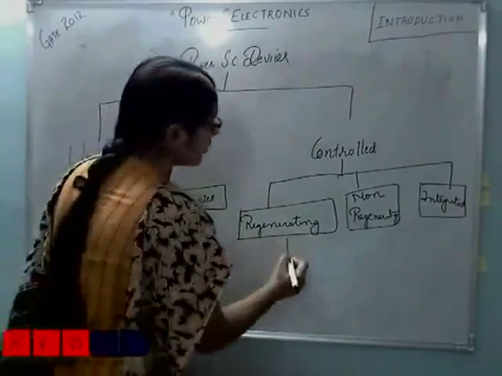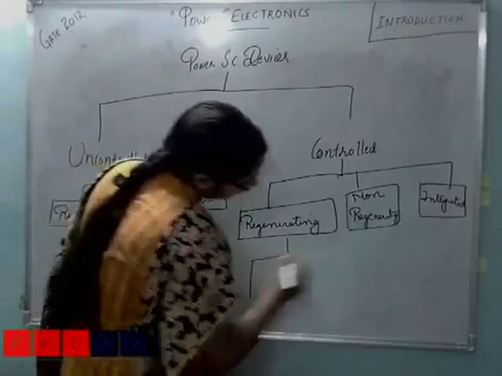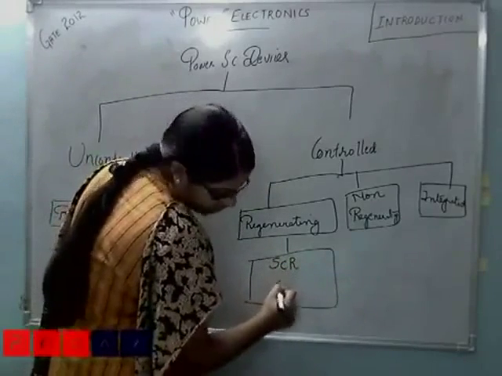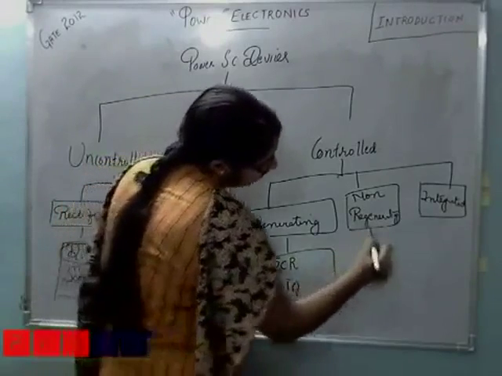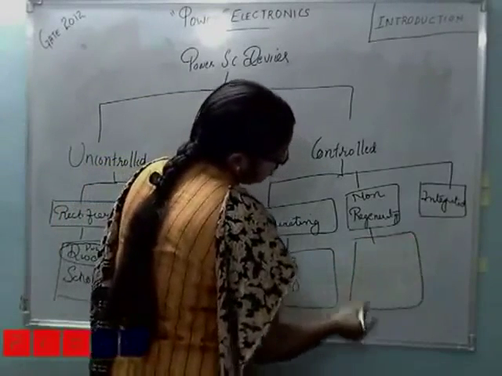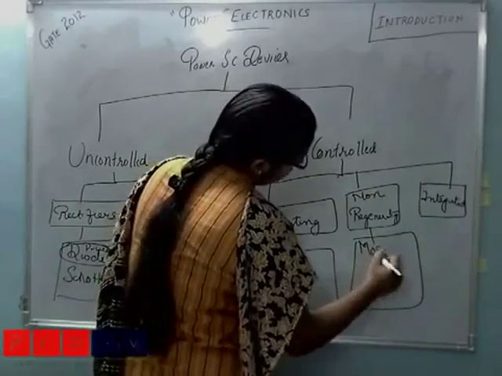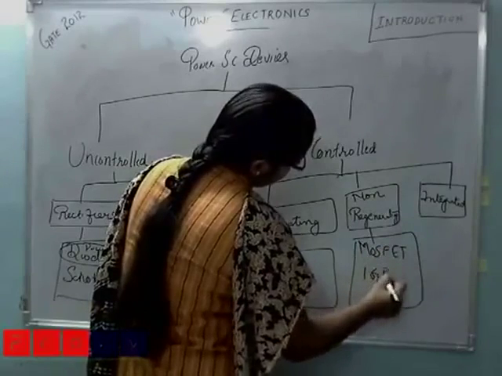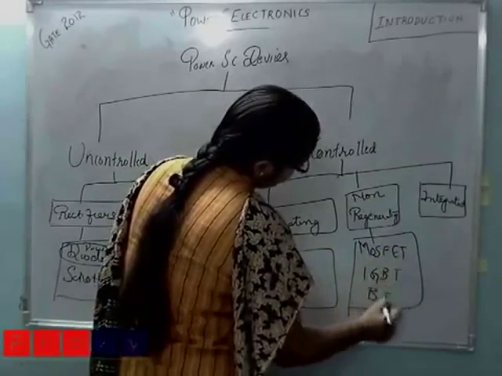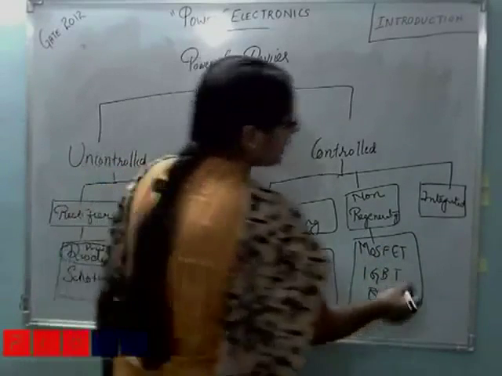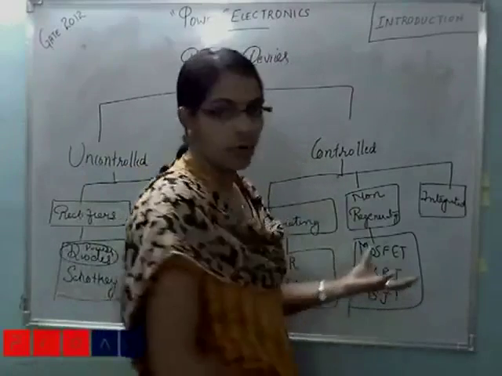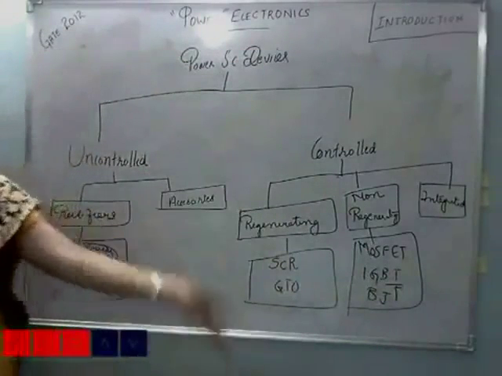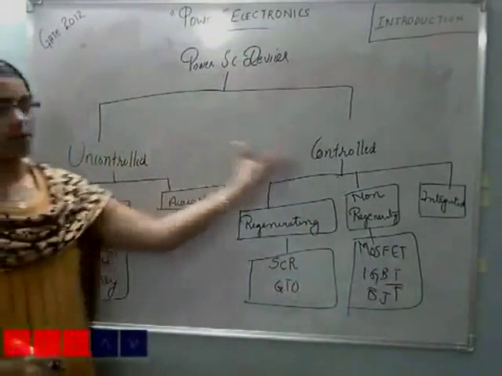Now these regenerating devices are SCRs, GTOs. Non-regenerating is what we always see: MOSFET, IGBT, BJT. Just remember that all these devices which I am telling now are power devices. So this is the basic hierarchy of power electronic devices, controlled and uncontrolled.